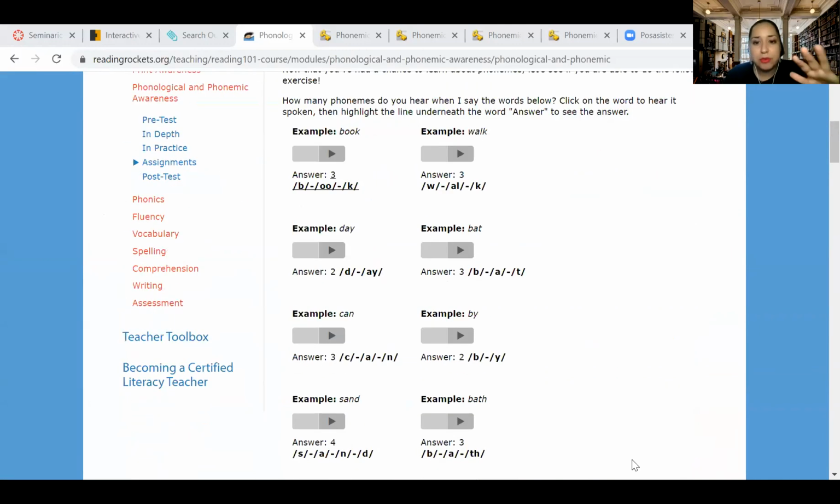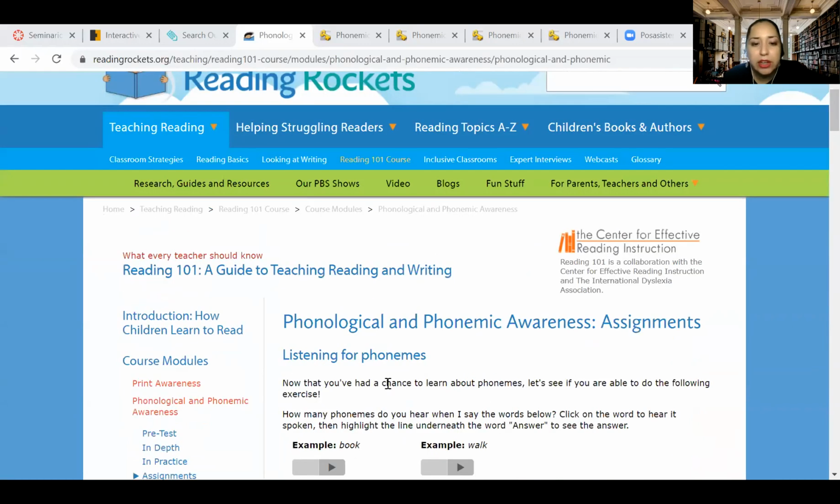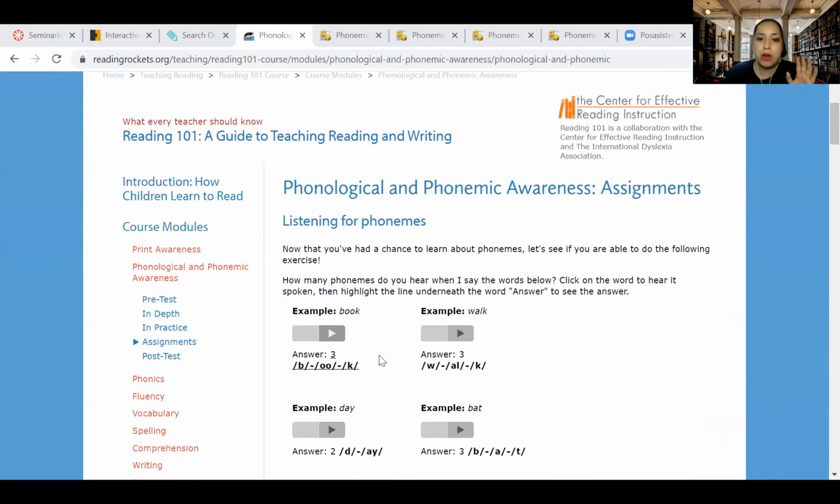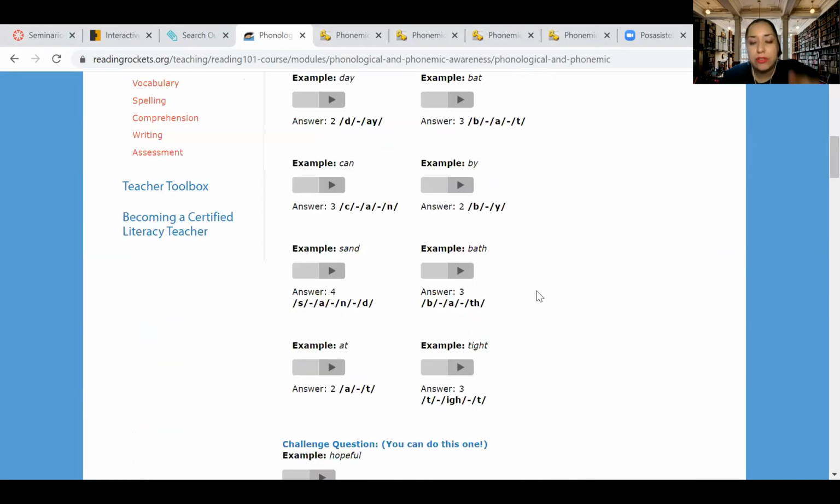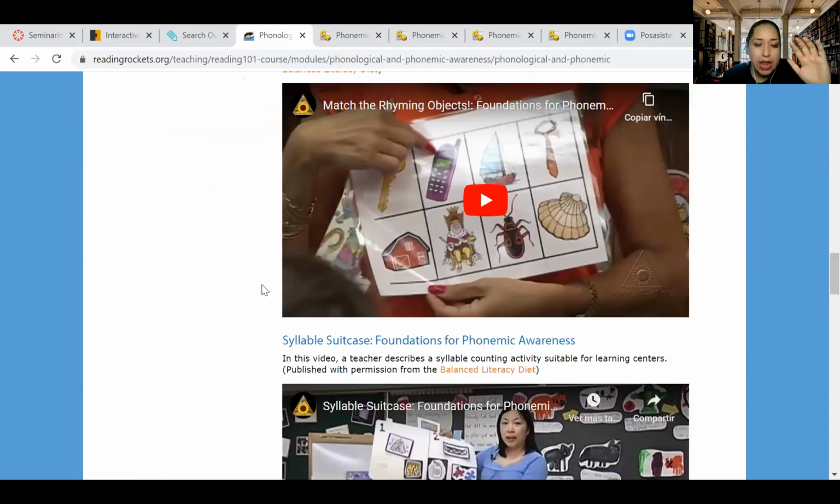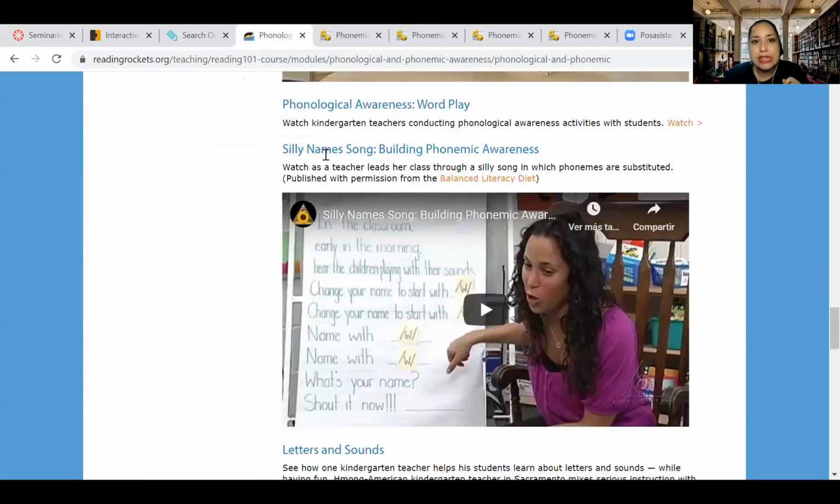You're going to scroll down the web page. If you want to practice something here, you can, of course. Like for example, here it's book. So you can practice the sound, book, walk. Yeah, you can just practice a lot. I'm giving you lots of information here so you can practice. But the actual homework, you need to scroll down, scroll down, scroll down. You're gonna look into this video, the silly name song building phonemic awareness. Let's take a look. It's very short. It talks about a song, and then you need to participate as the little children. You're gonna do the same as the little children that are in that classroom.